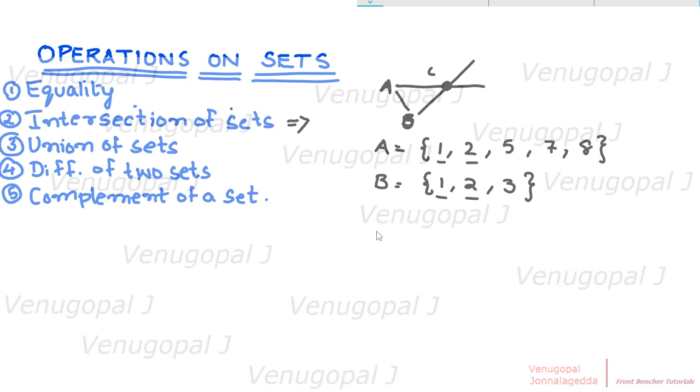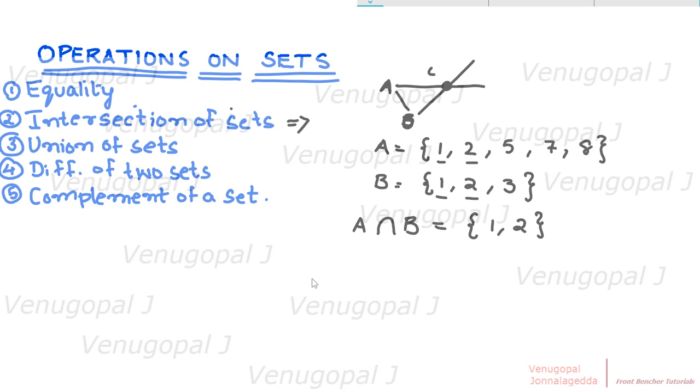The symbol of intersection is an inverse of U. If I have to find out the intersection of two sets A and B which are given above, the set that gets formed with this is 1 and 2. So this is the intersection of sets. There are other properties associated with it. Let's continue understanding those.